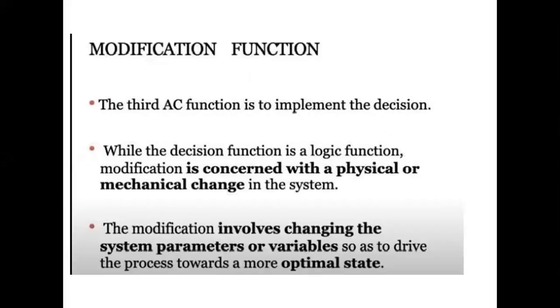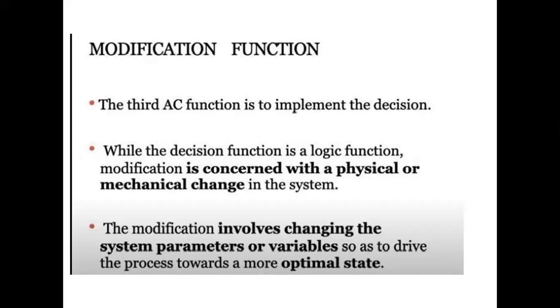Now once that is done, you're going to modify it. Third AC function is to implement the decision. Whatever decision has been taken, you are going to implement it. Basically, as the decision function is a logic function, here you are having a physical or mechanical change in the system. Modification, basically the tool movement, etc., that the speed rate to be changed. So there is a physical process happening. So modification is concerned with a physical or mechanical change in the system.